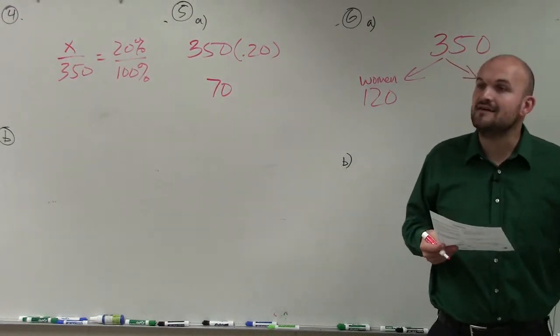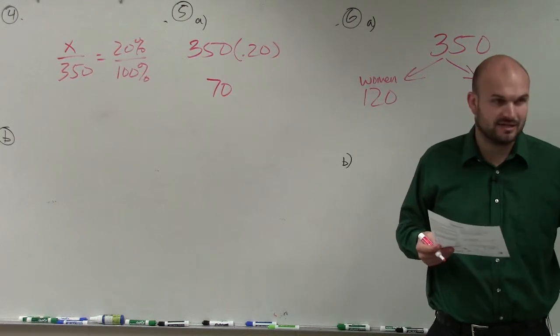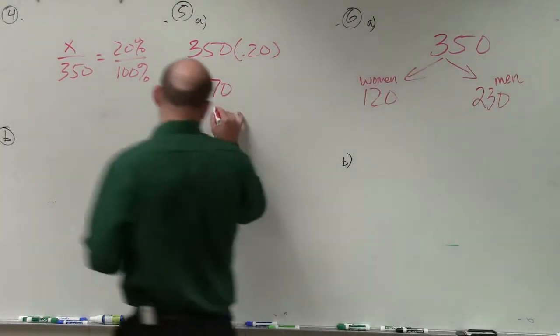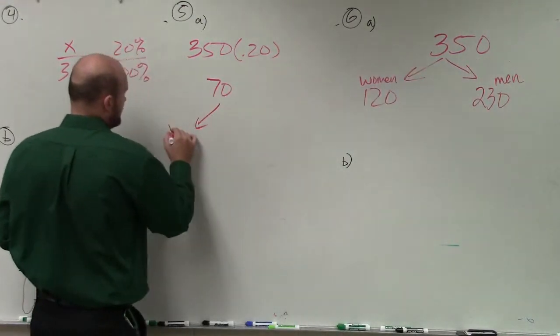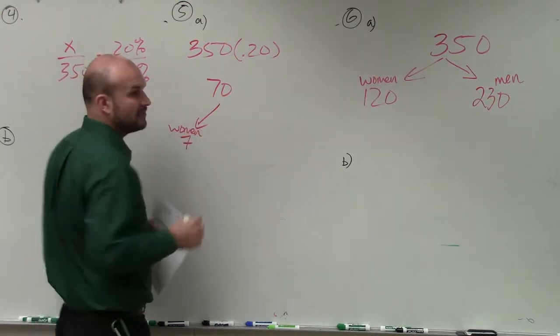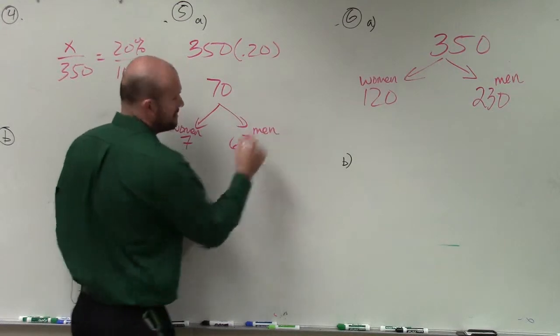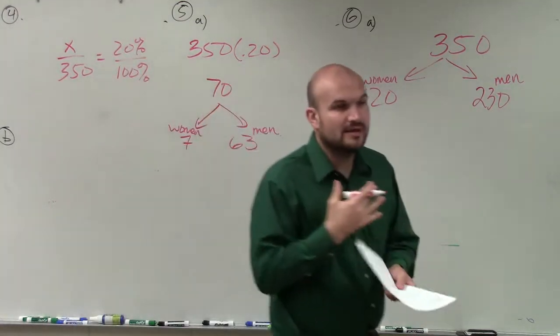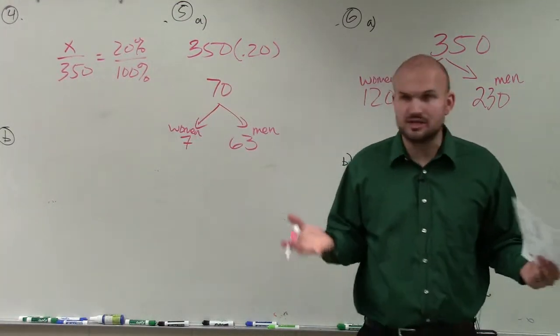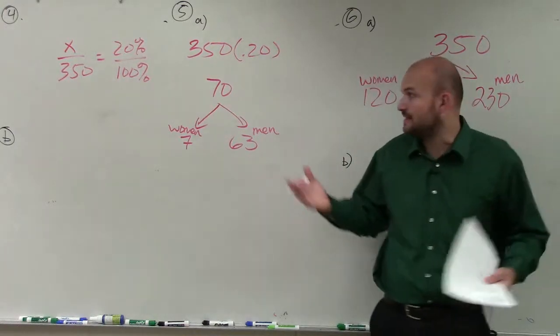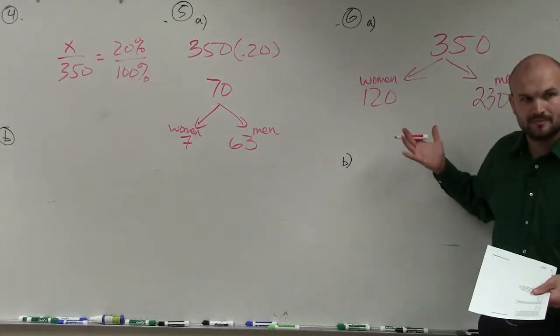Then it says 7 of those people in the accounting department are women. So again, I break it down. 7 are women, so obviously 63 have to be men. This is again without even considering what the question is asking. I'm just using the information given to me to break down the problem.